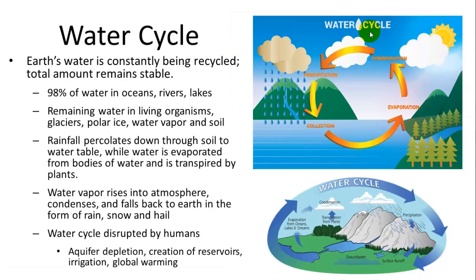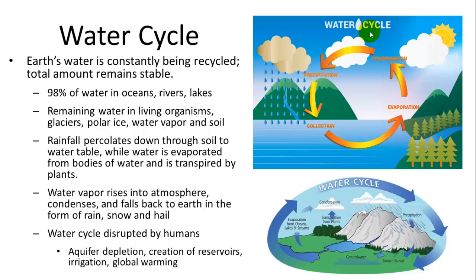All right, so now we're going to talk about a few different cycles. The first one is the water cycle. Okay, so this is how water cycles through ecosystems. Most water is in oceans, rivers, and lakes. Some of it is frozen in ice and glaciers, or evaporated in the air as water vapor. Some of it is also trapped in the soil.